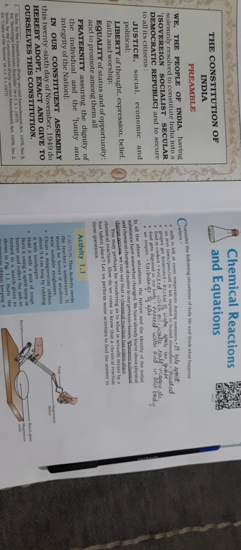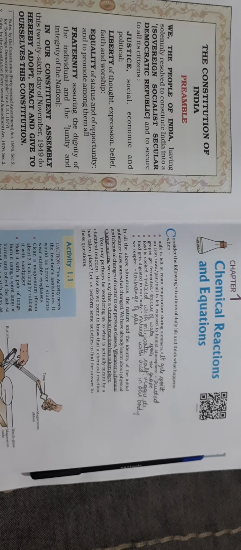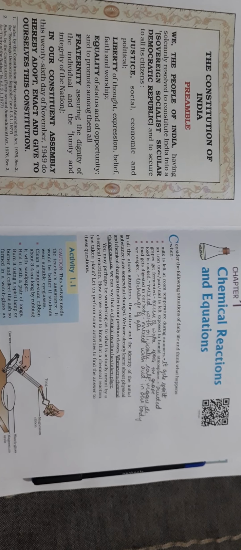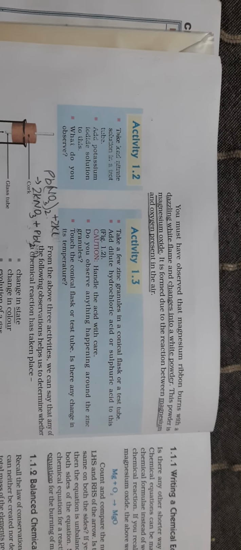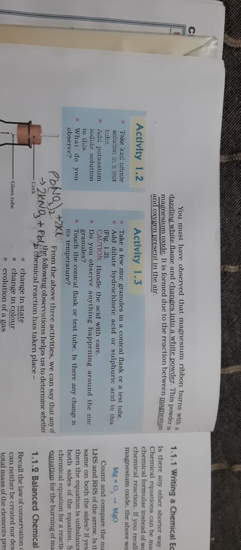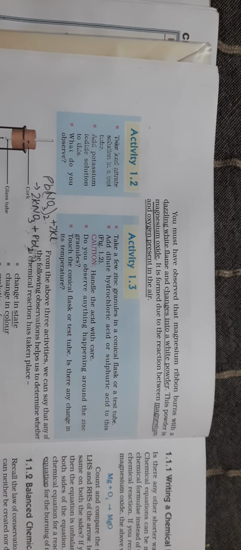My name is Prashanti. In the last class, we have covered topics like physical change, physical reaction, chemical change, chemical reaction, what is an atom, molecule, and ion. We have also gone to activity 1.1. As per activity 1.1, magnesium ribbon burns with a dazzling flame and changes into a white powder, which is magnesium oxide.